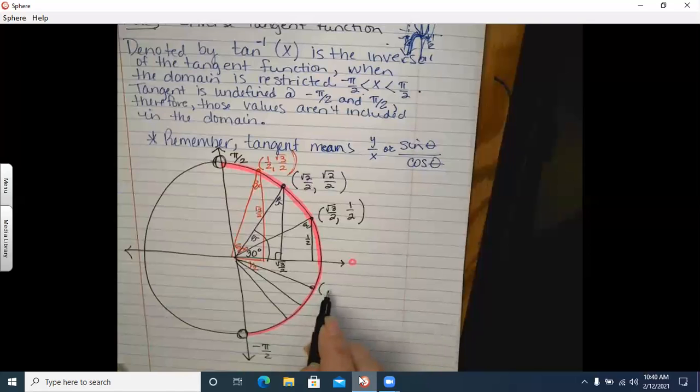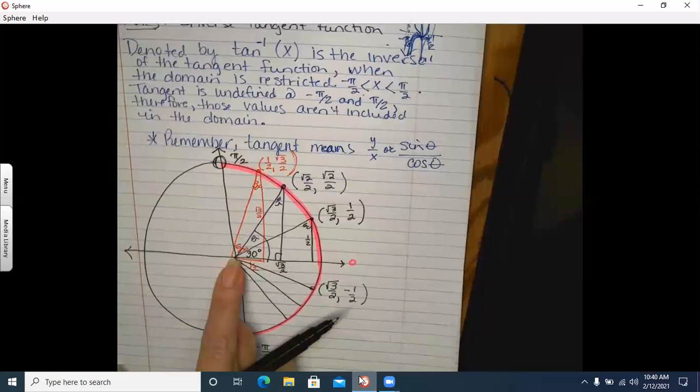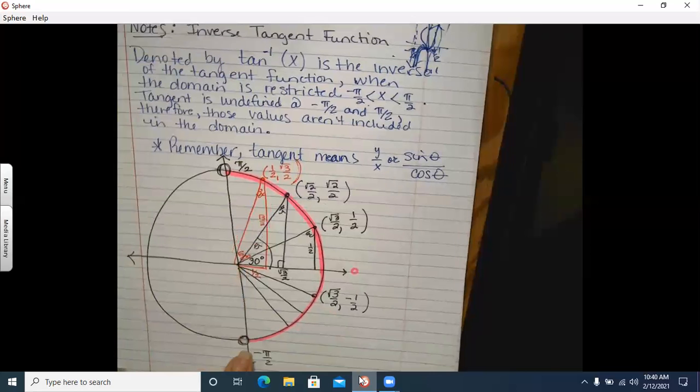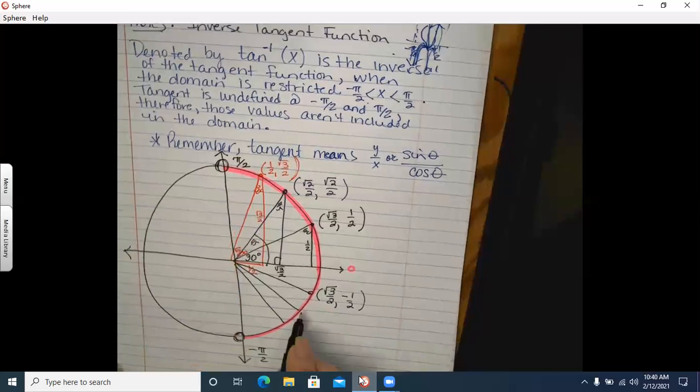Cosine. Square root of 3 over 2, and the sine is negative 1/2. Very good, because all of your y values in this quadrant are negative. So for my 45-degree angle, so that's 30. For the 45-degree angle, what's your cosine? Square root of 2 over 2, comma, sine, negative square root of 2 over 2.